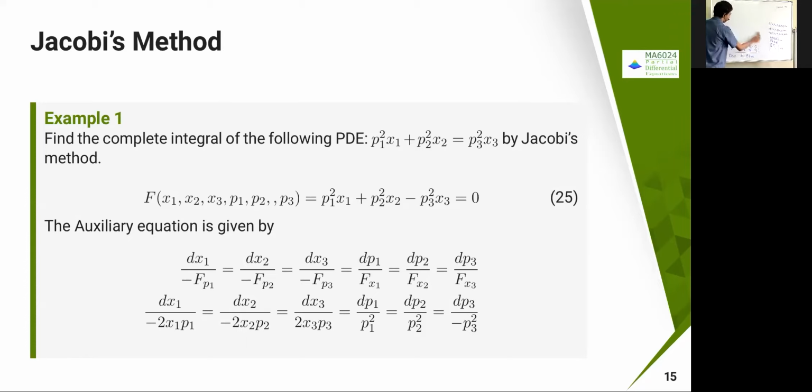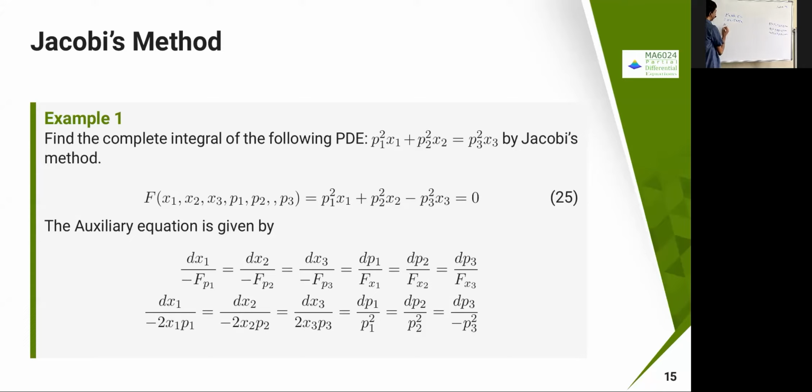Okay, so let's solve this problem. Keep remembering this. Let's take P1 square x1 plus P2 square x2 equal to P3 square x3. So f is nothing but P1 square x1 plus P2 square x2 minus P3 square x3. Now we need to find your equation.